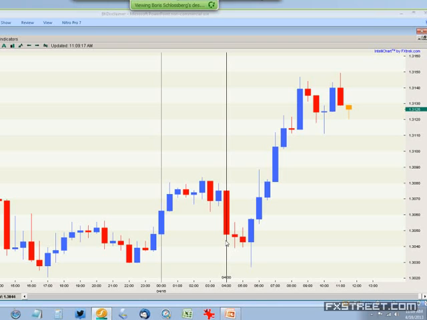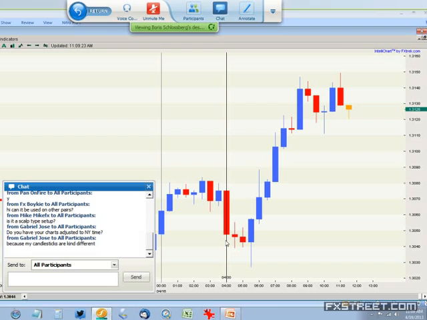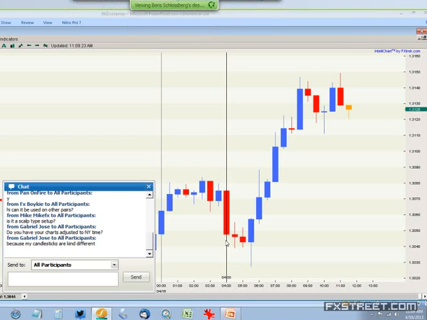Do I have candlesticks adjusted for New York time? Yeah, this is all New York time. Your candlesticks look kind of different. This is New York time, so maybe your candlesticks are different. This would be 8 o'clock GMT. For all of you who want to centralize, this would be 8 o'clock GMT.